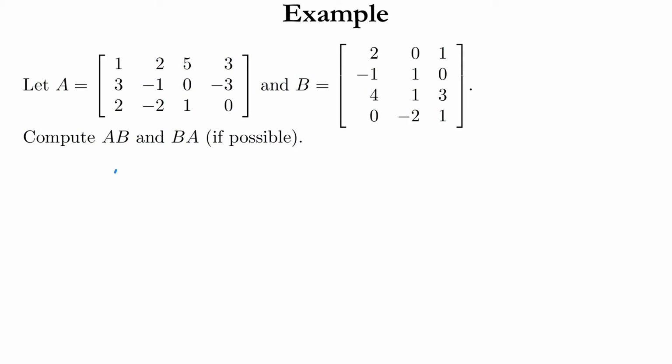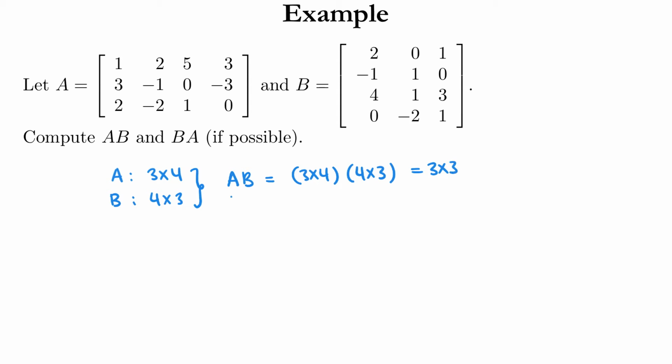Let's consider an example. Here the matrix A is 3 by 4 and the matrix B is 4 by 3. So the product AB is of a matrix that is 3 by 4 times a matrix that is 4 by 3, and the result is 3 by 3. Whereas the product BA is of a matrix that is 4 by 3 times a 3 by 4 matrix, which results in a 4 by 4 matrix.